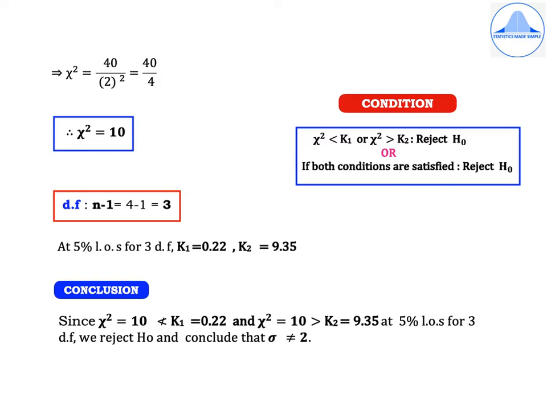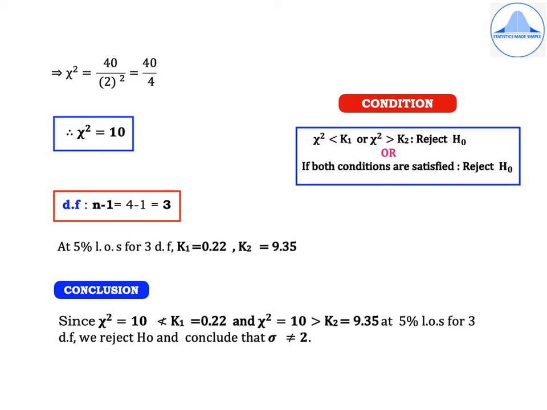So the degrees of freedom is n minus 1, which is equal to 4 minus 1, which is 3. And at 5% level of significance for 3 degrees of freedom, from the statistical table for chi-square test, we get K1 as 0.22 and K2 as 9.35. Let us now compare chi-squared value with both K1 and K2 to write the conclusion.